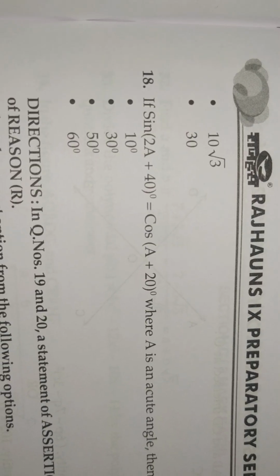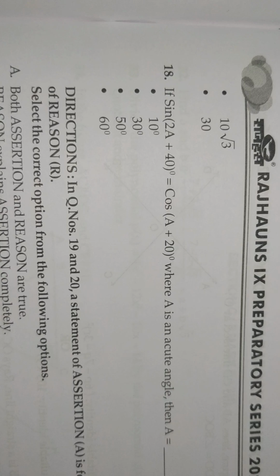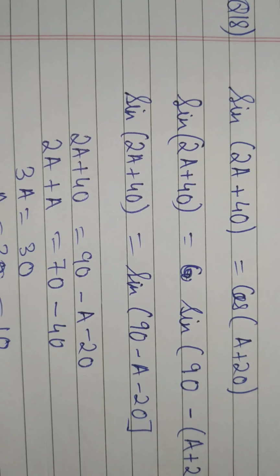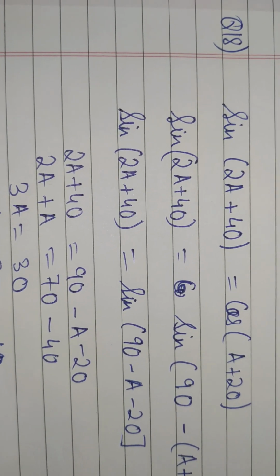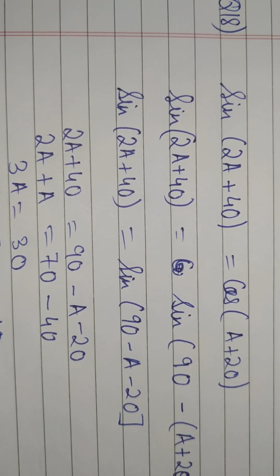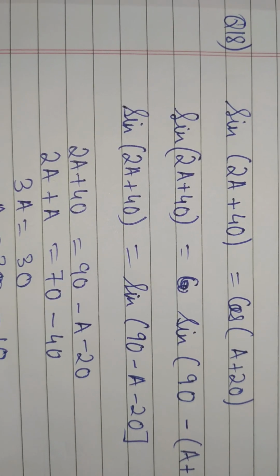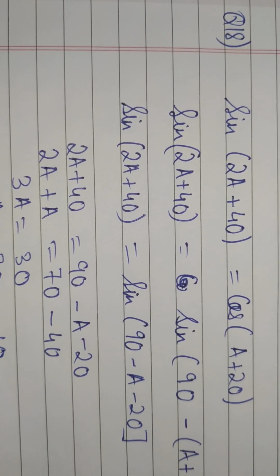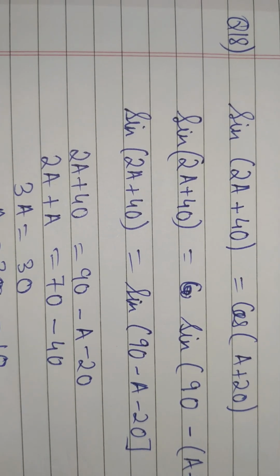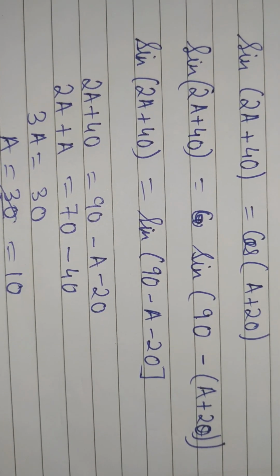Question number 18. If sin of (2a plus 40) is equal to cos of (a plus 20), where a is an acute angle, then a is, we need to solve this. Now here sin is on one side and cos is on the other side, so I need to convert cos into sin. I will use complementary angles. So sin (2a plus 40) is equal to sin (90 minus theta).